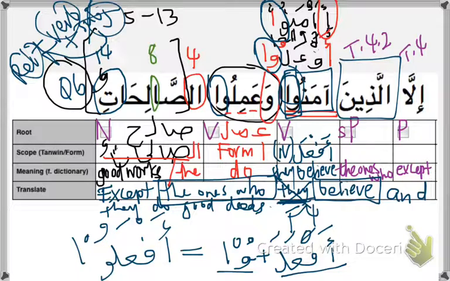Now we have except the ones who believe and they do good deeds. And because this is a repetition of the verb before it, we cross they off. So rule number 7 applies here also. And then you have except the ones who believe and do good deeds. That is the translation for line number 2.